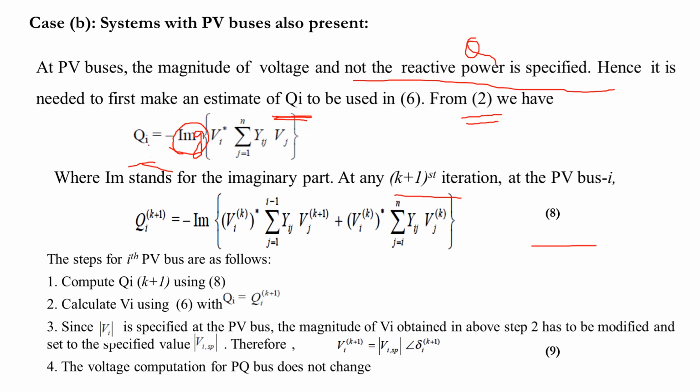So how to calculate this reactive power using my equation 8? First compute the equation and find by calculating Vi, with Qi equal to Qi of k plus 1, and here P is specified at the PV bus. The voltage can be obtained in step 2, and it has to be modified and set to the specified value. And the voltage for the PQ bus will not change.